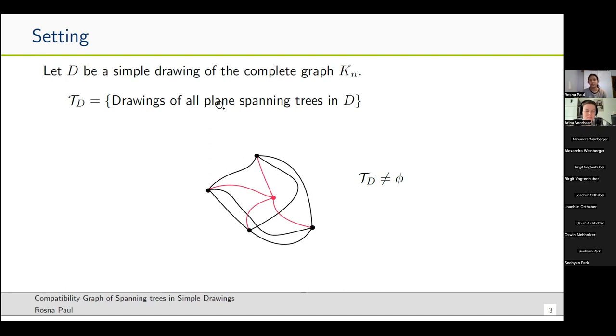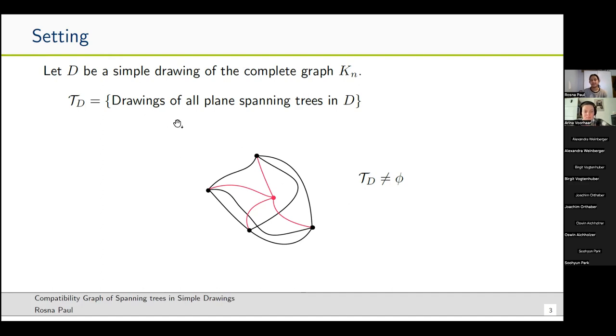So the only question is whether it is a plane drawing or not. It will always be plane because we are in a simple drawing, so none of the incident edges cross. These are all the incident edges of our red vertex, and they will not cross in our simple drawing. So the star will always be a plane spanning tree. So if we have a drawing of a complete graph on n vertices, then we have at least n plane spanning trees, which are the stars of each of these vertices. So this collection is non-empty.